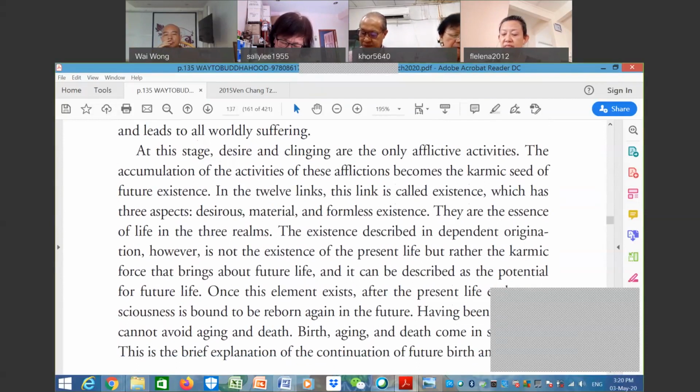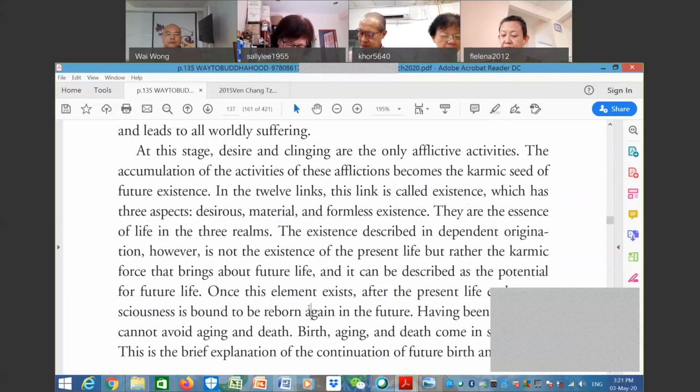In the 12 links, this desire is called existence, which has three aspects: desirous, material, and formless existence. They are the essence of life in the three realms. The existence described in dependent origination, however, is not the existence of the present life, but rather the karmic force that brings about future life. It can be described as the potential for future life. Once this element exists, after the present life ends, consciousness is bound to be reborn again in the future.